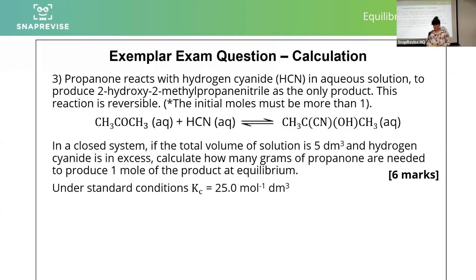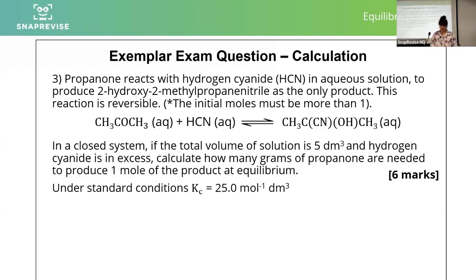What about this example question then? This exemplar question is a calculation. Again, please feel free to rush ahead and have a go while we're talking through it to begin with. If you want to go through it with us, that's absolutely fine. Propanone reacts with hydrogen cyanide in aqueous solution to produce 2-hydroxy-2-methyl propane nitrile as the only product. They've given us the formula of that, so if you're not sure what it is, you have been given the structural formula. This reaction is reversible. We've been told it's reversible.